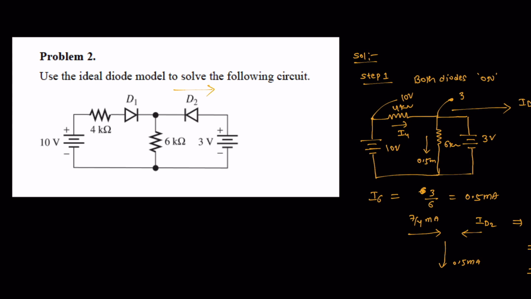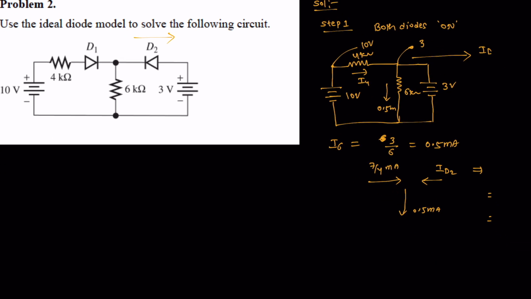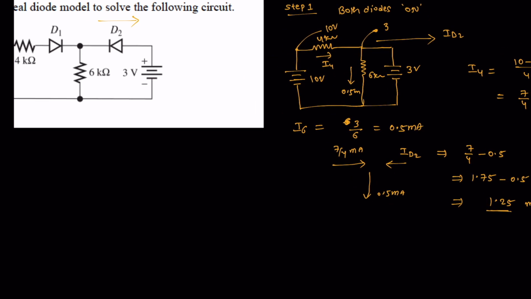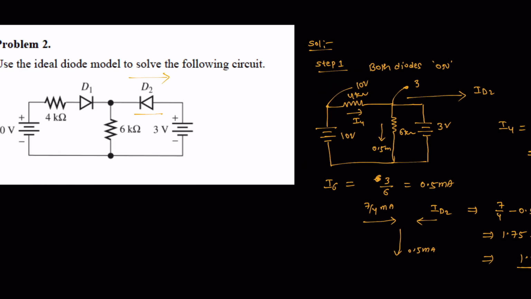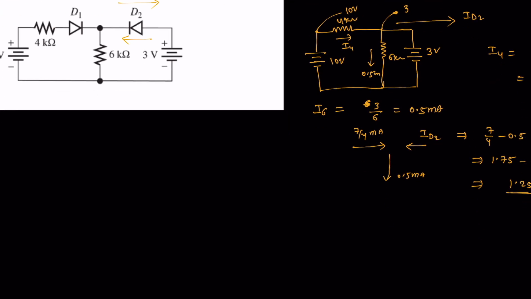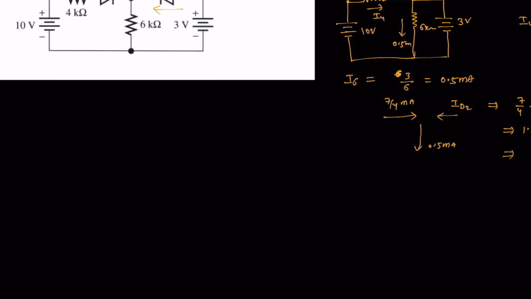So our assumption is wrong, because ID2 must be flowing from anode to cathode, so the current must be in this direction. Our assumption is clearly wrong. So let's go for the next assumption, that is step 2. Let's go for D1 on and D2 off. Let's check what happens in this case.